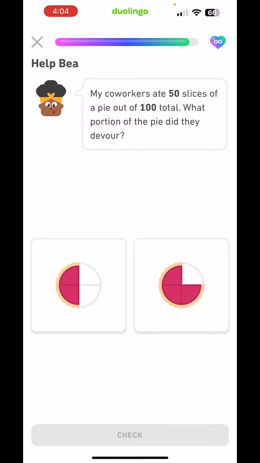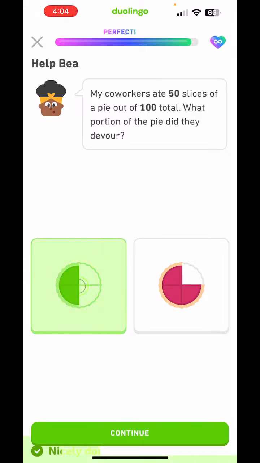My coworkers ate 50 slices of a pie out of 100 total. What portion of the pie did they eat? They ate half.